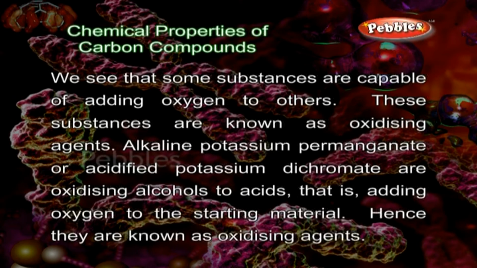These substances are known as oxidizing agents. Alkaline potassium permanganate or acidified potassium dichromate are oxidizing alcohols to acids, that is, adding oxygen to the starting material. Hence, they are known as oxidizing agents.